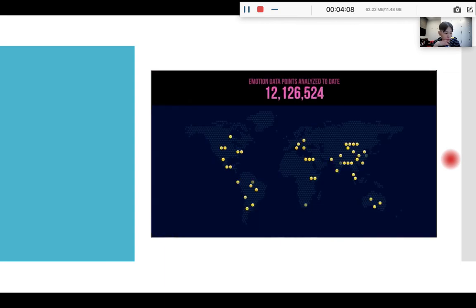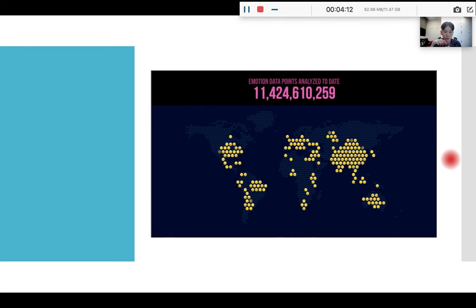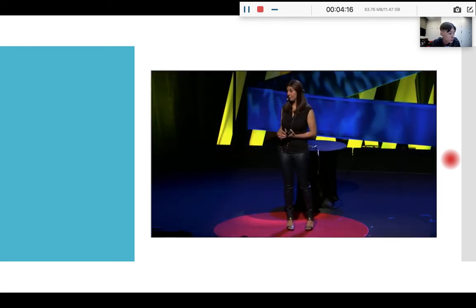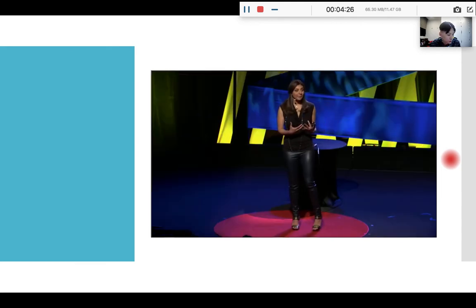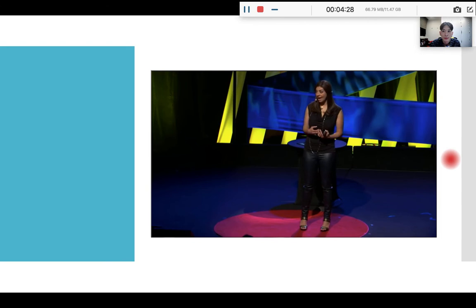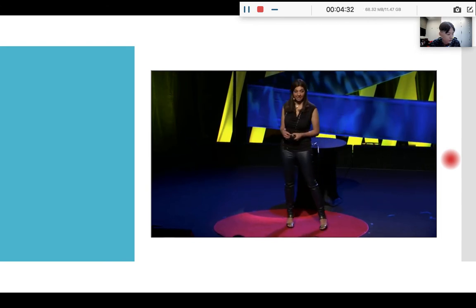So far we have amassed 12 billion of these emotion data points. It's the largest emotion database in the world. We've collected it from 2.9 million face videos, people who have agreed to share their emotions with us, and from 75 countries around the world. It's growing every day. It blows my mind away that we can now quantify something as personal as our emotions, and we can do it at this scale.